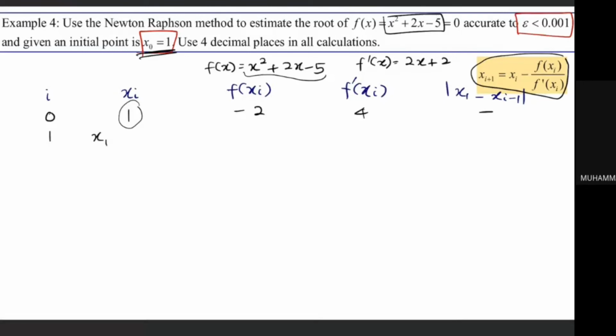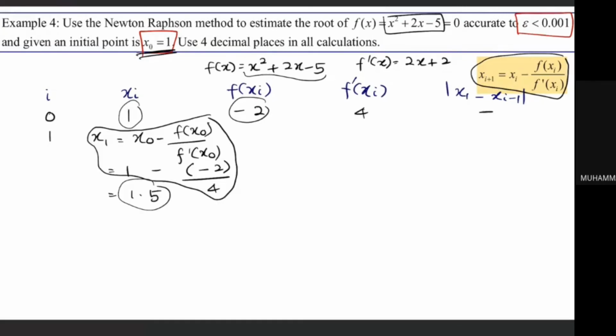Okay, we want to find x here. That's why we use this formula. x1 equals x naught minus fx naught divided by f prime x naught. x naught is 1. 1 minus negative 2 divided by 4. And we get 1.5. Okay, and then find f. Then substitute 1.5 in fx and also f prime x. Then you will get 0.25.